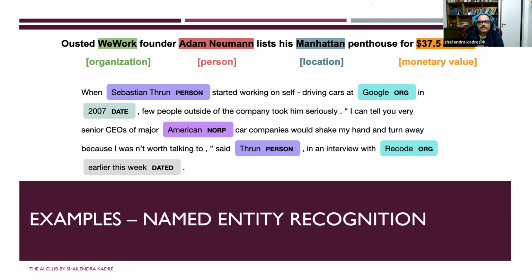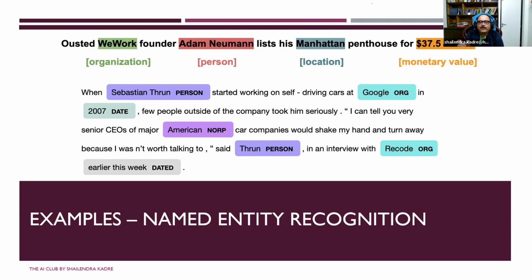Now the entities are extracted and shaded in different colors here. They are highlighted in color. Sebastian Thrun is the name of a person, so person is an entity. Google is an organization, so that is also an entity. 2007 is an entity because it represents a date. Then American is an entity called NORP, related to nationality or location. Then Thrun again, representing a person.